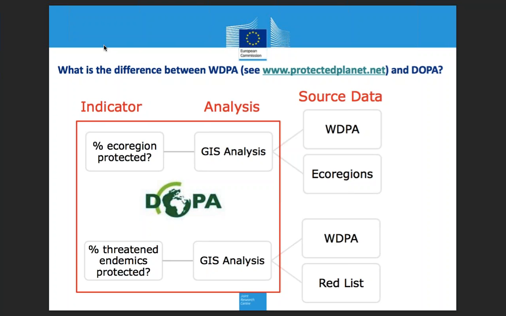So, for example, if we want to know which protected areas have more threatened endemic species, then we can answer this question through DOPA, which combines the WDPA with the Red List from the IUCN, the Red List information on species distributions, okay? Or which ecoregions of the world have higher or lower protected area coverage or protected area connectivity. So this is combining again WDPA with ecoregions, with some spatial analysis for these particular indicators, which are already delivered or will be delivered in the near future in DOPA.